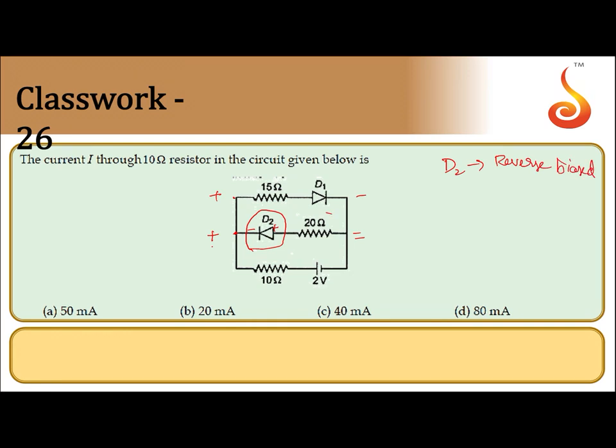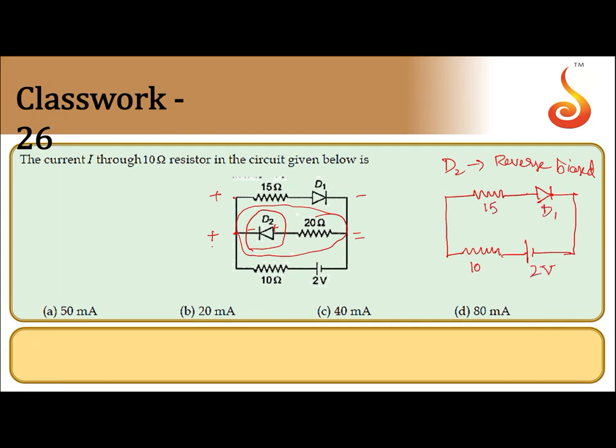So this circuit, this entire portion can be removed. You can remove this. So the remaining circuit, if I redraw, I'll be left with only this. Now what do you need to find? The current through the 10 ohm resistor. This is 10, this is 15.